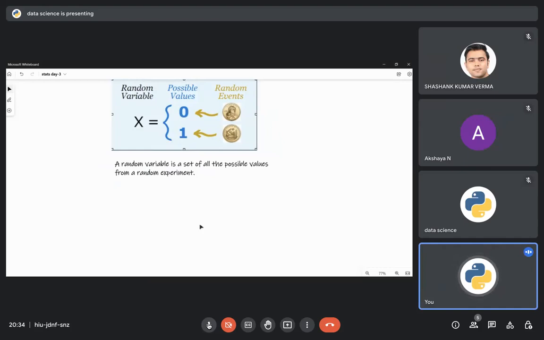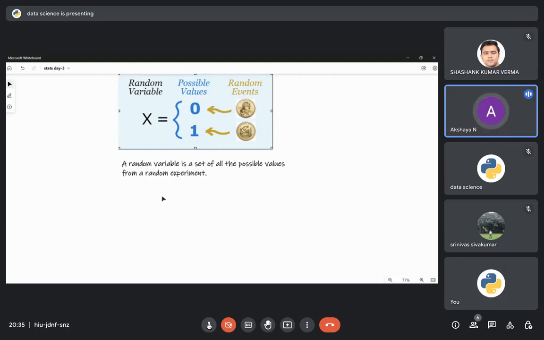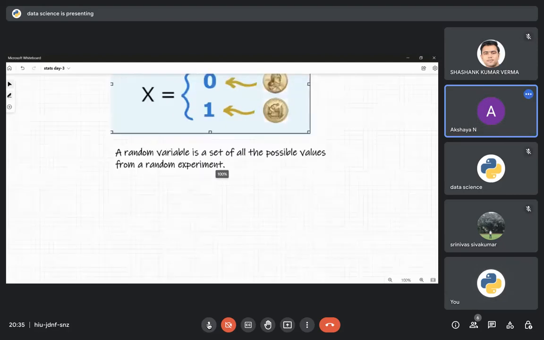Random variable is a set of possible values from the random experiment. For any random experiment, the set of possible values you can predict is considered a random variable. Does it make sense, guys? Any questions so far? No questions. Okay, let me give you one scenario. Two people are tossing. Let's suppose Akshaya and Shashank each have one coin. What are the possible outcomes when you throw two coins simultaneously? Two heads, two tails, one head and one tail, or one tail and one head. Let me write.